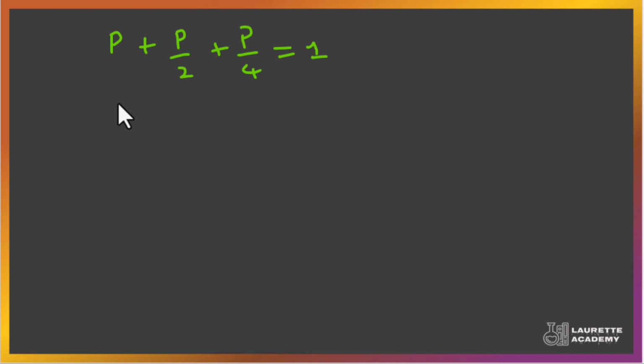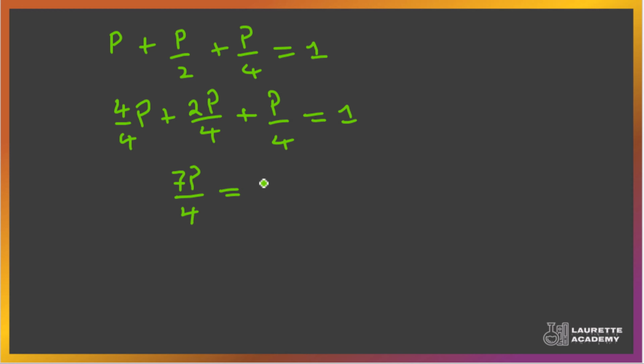Let me rewrite it this way. I'll write p as 4 times p over 4. It doesn't change anything. And here I'll write 2 times p over 4. Again, it doesn't change anything. Plus p over 4 is equal to 1. So we'll have here 4p plus 2p plus p. That gives us 7p. And all of that over 4 is equal to 1.